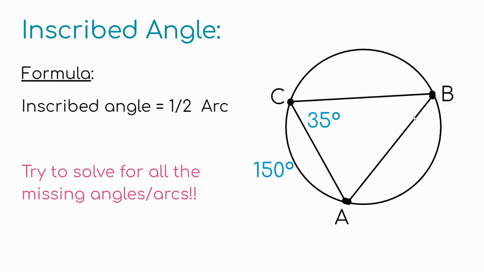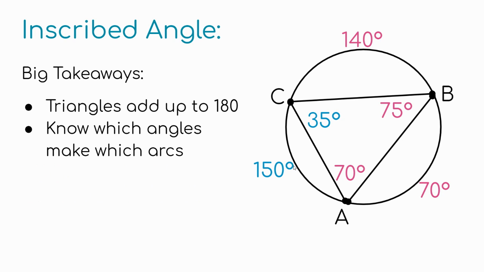If we wanted to solve for angle B, right, angle B creates this arc, arc AC, and the angle is half the arc, so what's half of 150? 150 divided by 2 is 75.